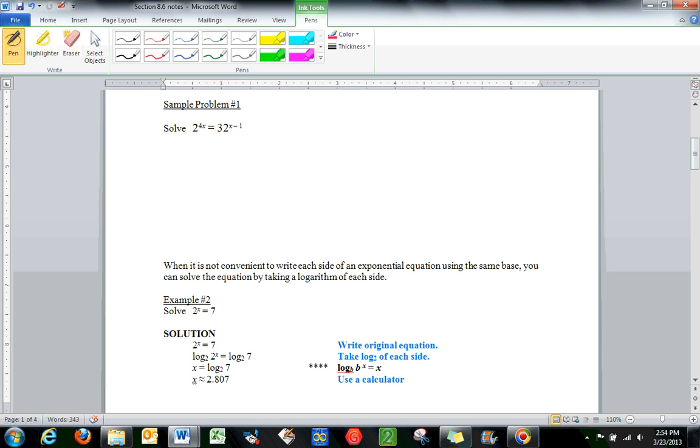Okay, so if we look at this problem, the first one already has a base of 2. So I want to create a base of 2 with the second one. So 32 is the same thing as 2 to the 5th power. Of course, we had there previously x minus 1. So now I have the same base at this point. So now that I have 2 and 2, I can simply say that 4x is going to equal 5 times x minus 1. And so now we have an easy algebraic problem to solve.